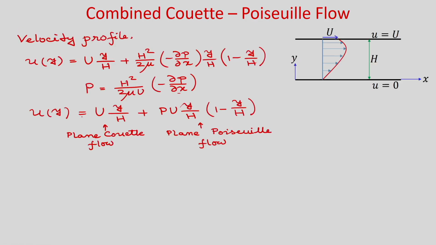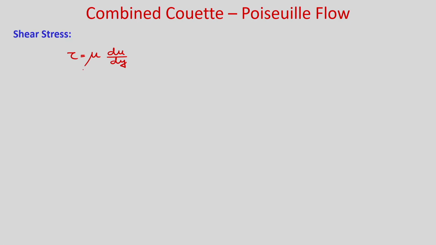So, if you take the derivative du by dy, obviously the first term you will get u by h, and here you get p u into 1 by h minus 2 y by h square. So, the shear stress, which is a function of y, you will get mu u by h plus mu p u by h into 1 minus 2 y by h.